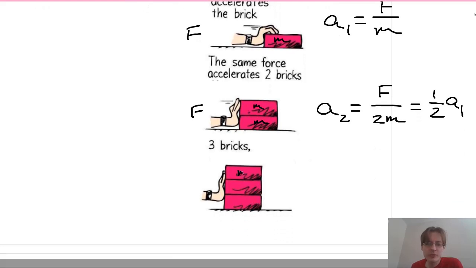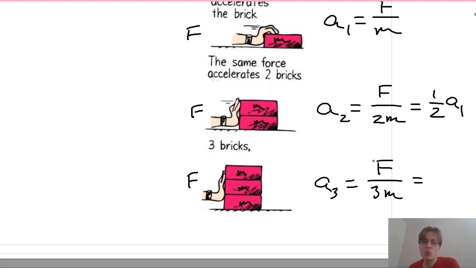3 bricks, m, m, and m, but 1 arm pushing. Let's call that one A3. It's the same force F, but now 3m is the mass. And so that gives me 1/3 of the original acceleration.